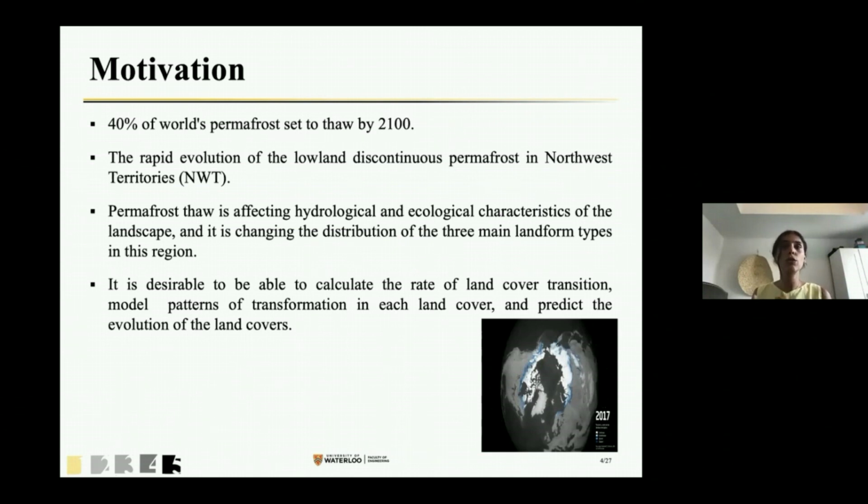Due to local hydrological and ecological impacts of permafrost thaw and corresponding land cover changes in Northwest Territories, it is desirable to be able to calculate the rate of land cover transition, model the pattern of transformation in each land cover, and predict evolution of the main land covers in Northwest Territories or discontinuous permafrost regions.